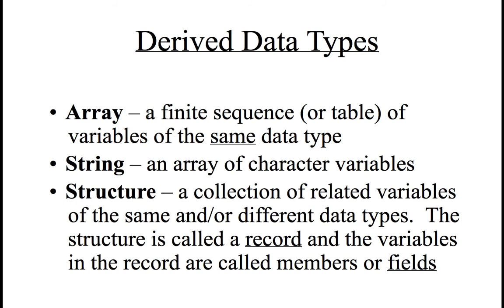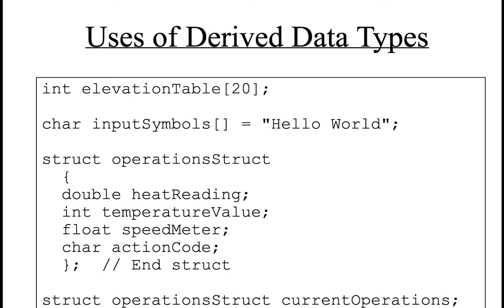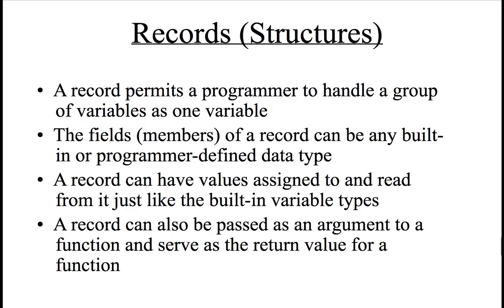String: an array of character variables. Structure: a collection of related variables of the same or different data types. These three things we will be learning later. And the uses of derived data types are practical. We are not going to do that, as it is the last part of the second chapter of our C language.